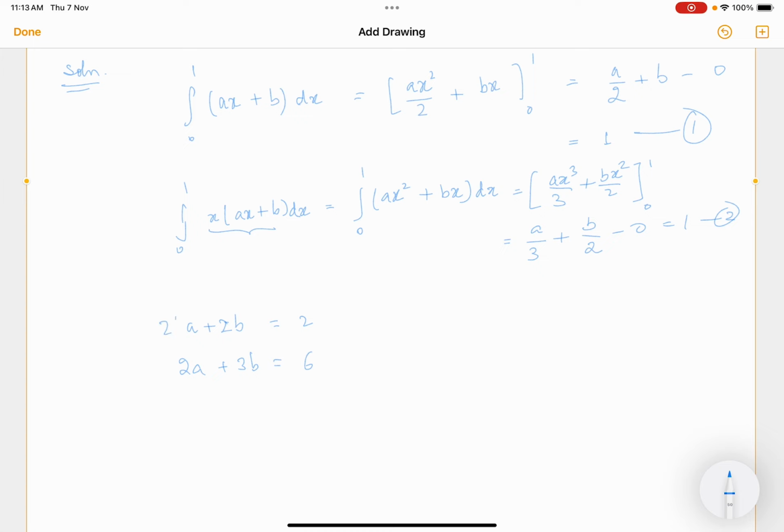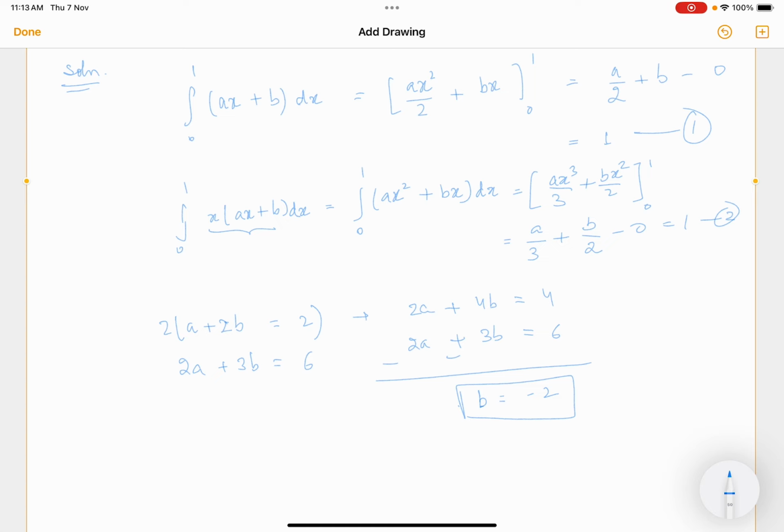Let's multiply the first equation by 2. So this gives us 2a plus 4b equal to 4. Of course, the second equation is 2a plus 3b equal to 6. If I now subtract them, I will get b equal to negative 2, which is 4 minus 6. Okay, so I now have the value of b.